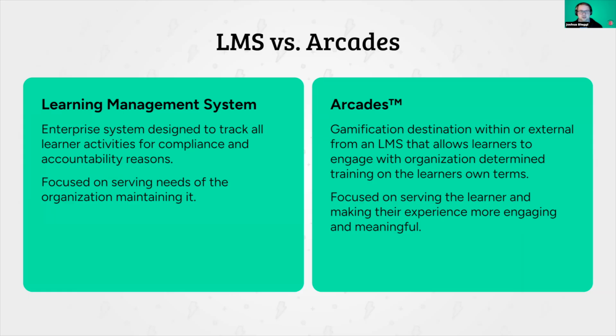A learning management system typically is an enterprise system that's designed to track all learner activities for compliance and accountability reasons. So it's where you track, okay, they took their sexual harassment training annually on this date. It's making sure that everybody completed the training and that you're keeping all those records in place. It's generally focused on serving the needs of the organization that's maintaining it, so generally something that sits at a corporate level and is used across the team to ensure compliance. So it's much more focused on the organization covering all their bases than it is learner focused.